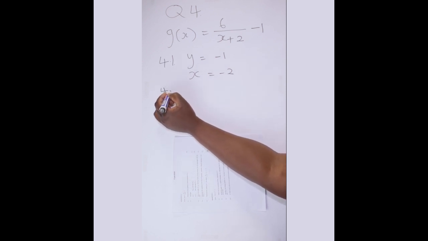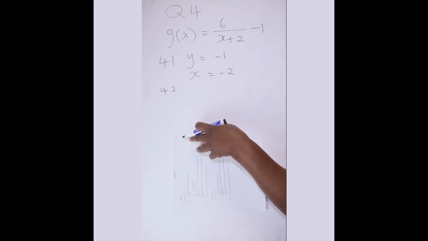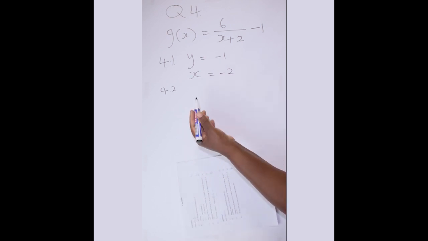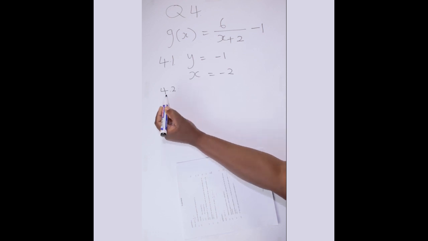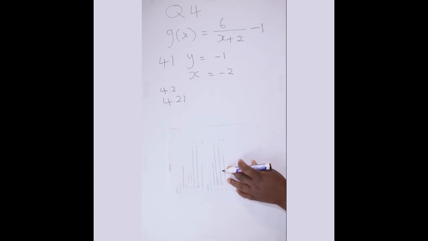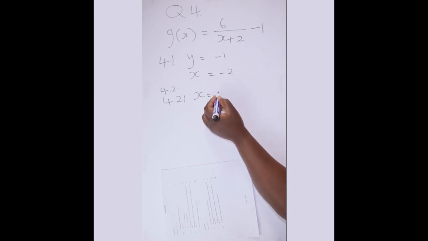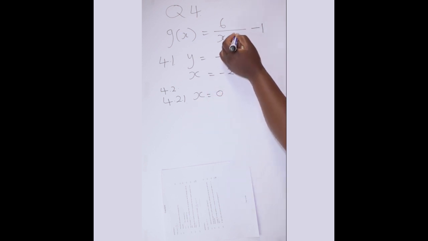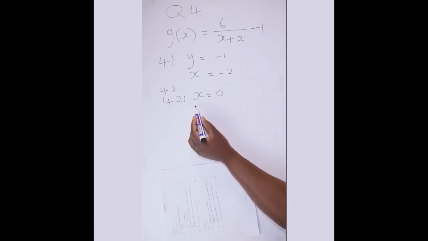In 4.2, we are asked to calculate the y-intercept of g. Remember, for the y-intercept, we always have to let x be 0. So in 4.2.1, we are asked to find the y-intercept. Now for our y-intercept, we said x equals 0. Remember, we have to go back to the general equation that was given to us, and in that equation we let x be 0.